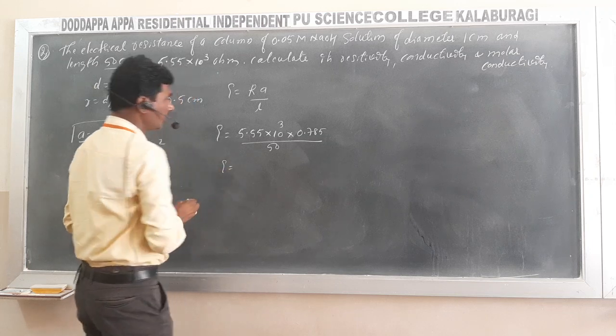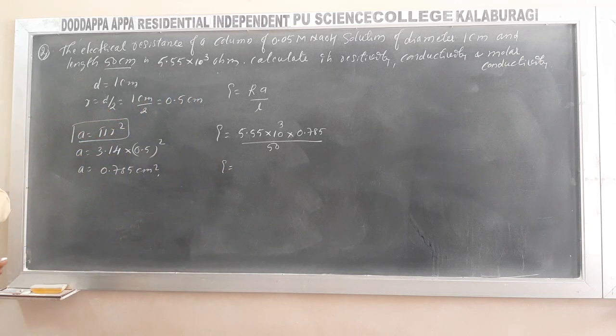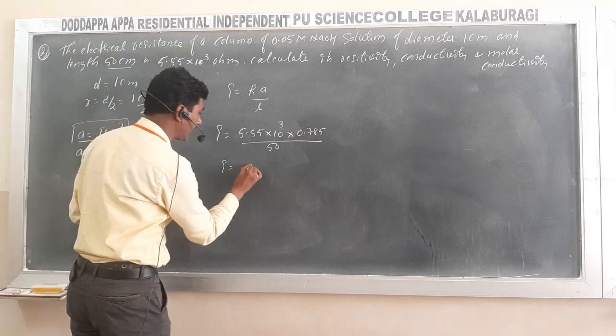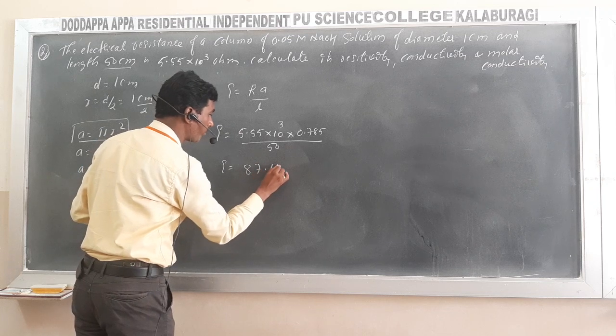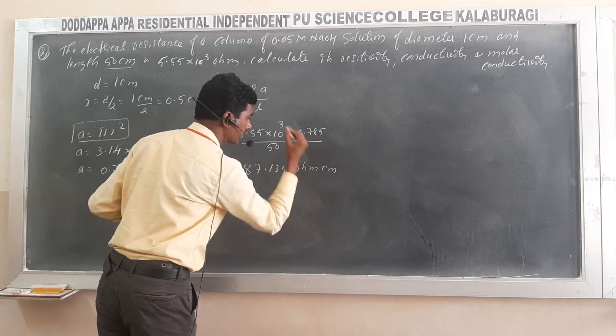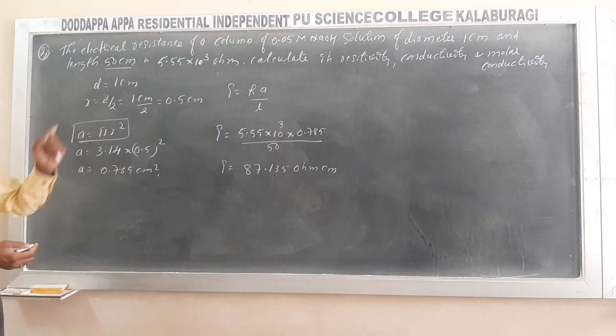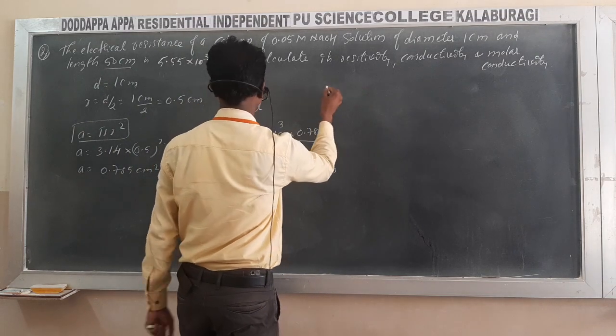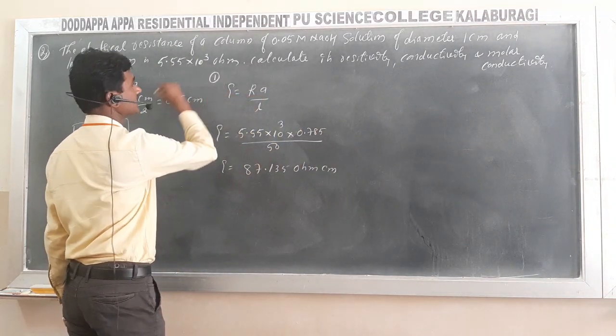So you have to multiply 5.55 into 10 to the power of 3 into 0.785 divided by 50. So we can get 87.135. What is the unit? Unit is ohm centimeter. Resistivity is 1. Next, what is the conductivity? This is case 1.